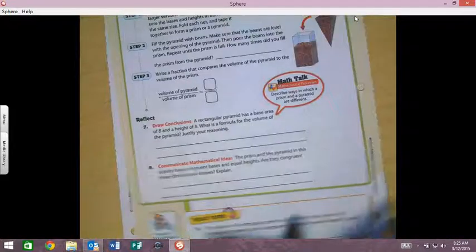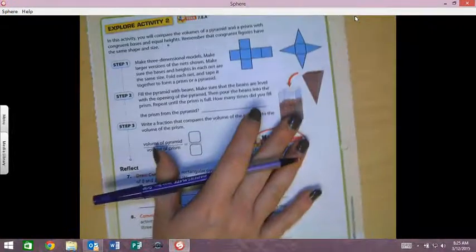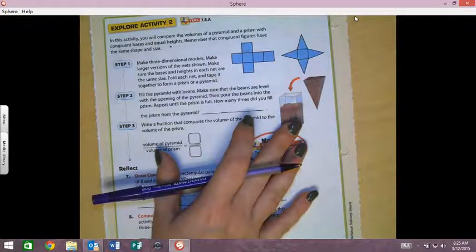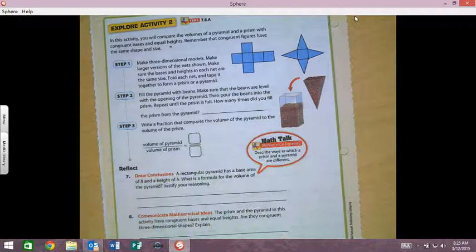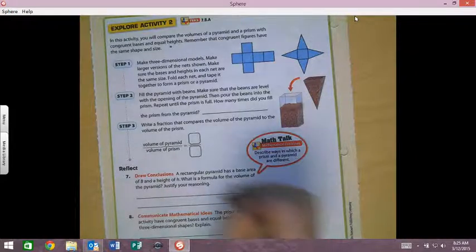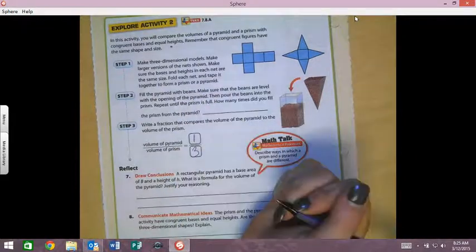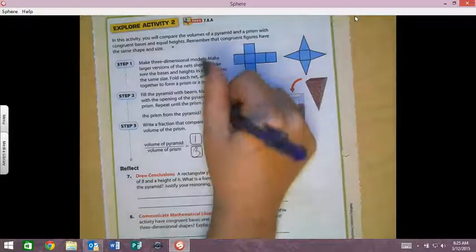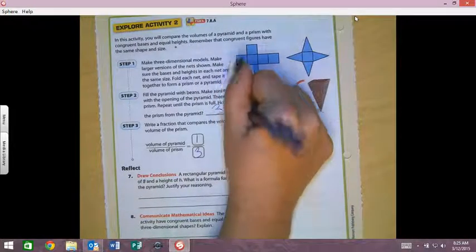So let's put this into action. We again are not going to do this one because we're not going to have time. We might have time towards the end of the week, but I'm just not sure. We can try to make some models, and what we're going to do is fill them up with, we used beans last year. So whenever we create our cups, what you're going to find is that a pyramid is actually 1/3 of a prism. Okay, so a pyramid is always 1/3 of a prism. It says how many times do you fill the prism? It would be 3 times. So we're just kind of skimming over this, but if you want to fill it in.